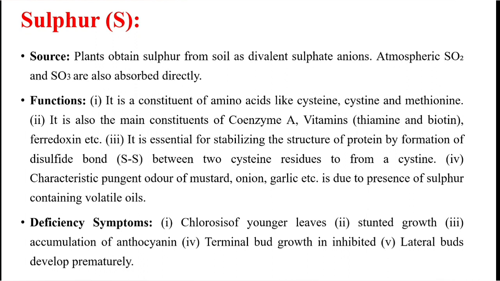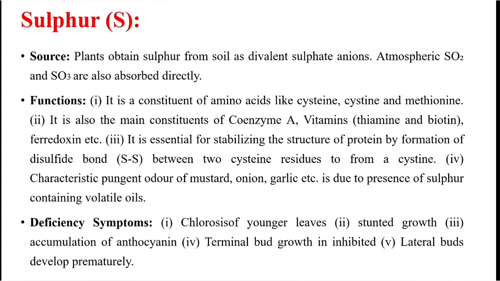Then sulfur. Plants obtain sulfur from the soil as divalent sulfate anions. Atmospheric sulfur dioxide and sulfur trioxide are also absorbed directly. Function of sulfur: it is a constituent of amino acids like cysteine and methionine.